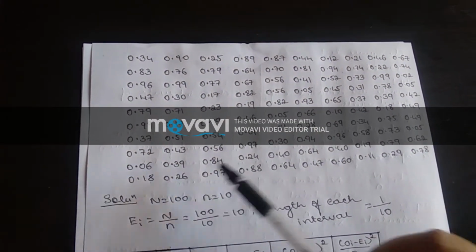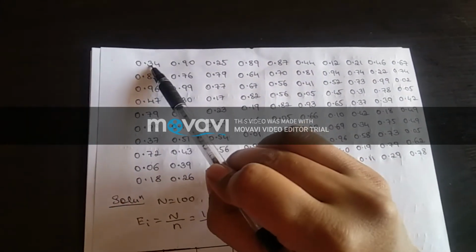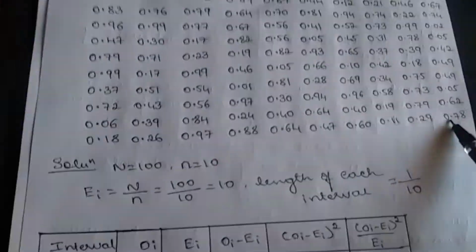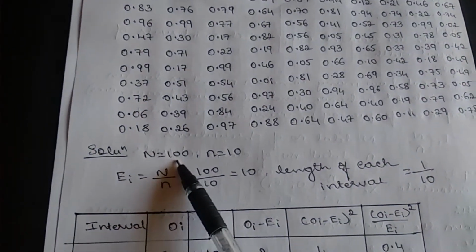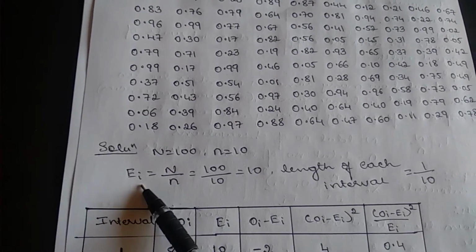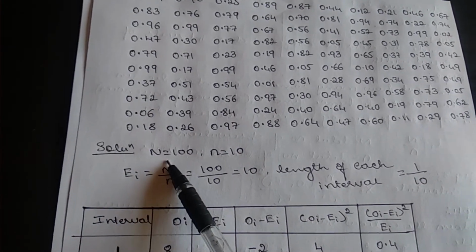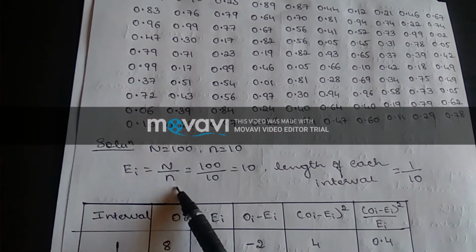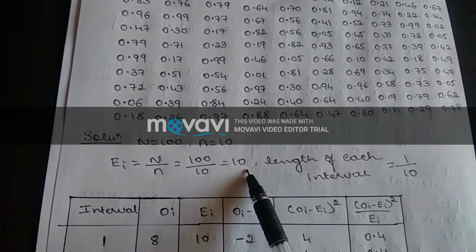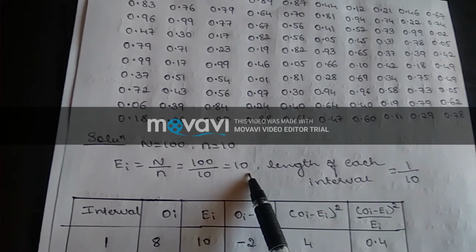Then capital N is the total number of random numbers. In each row there are 10, and we have 10 rows, so it is 100. So capital N equals 100. Now we can find EI easily because we know the values of capital N and small n: 100 divided by 10, which is 10. Now you have to find the length of each interval.